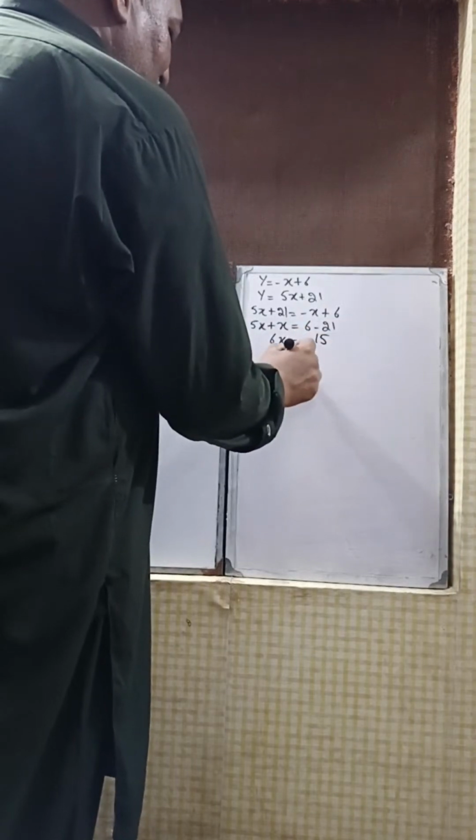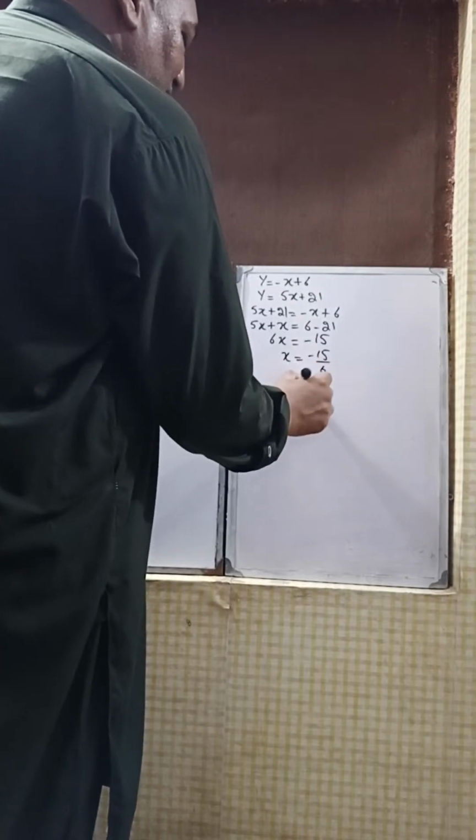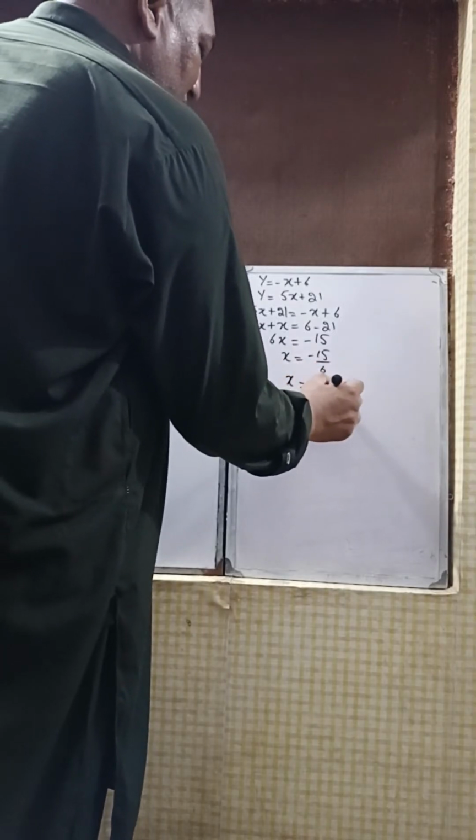Okay, so x equals minus 15 divided by 6. Cutting with the 3, the value of x is minus 5 by 2.